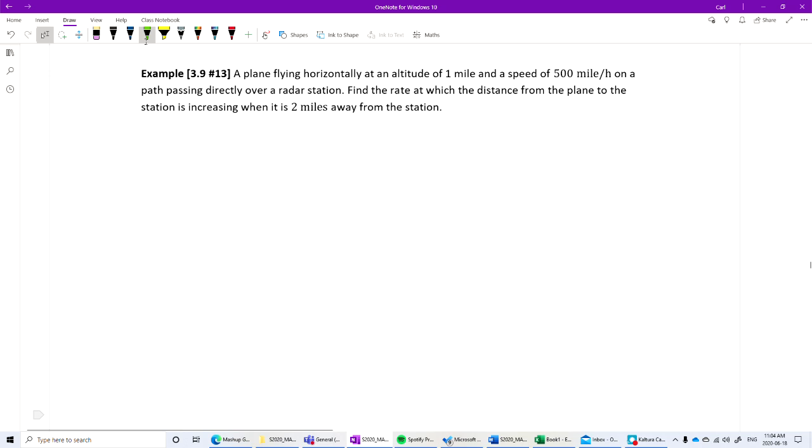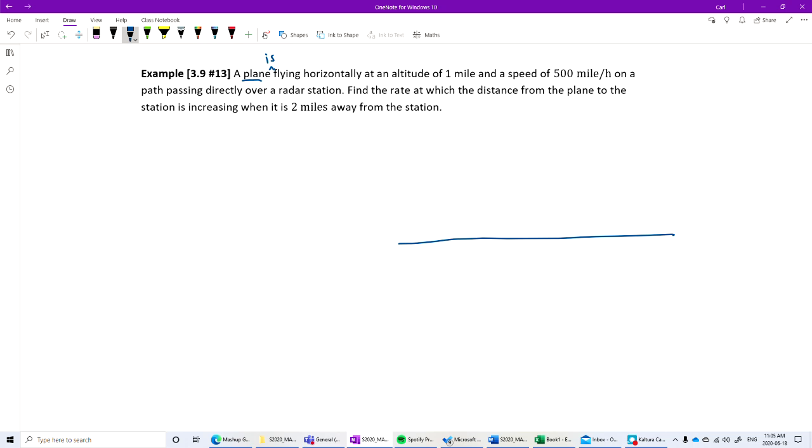Okay, so let's read the question and then draw a picture. A plane is flying horizontally at an altitude of 1 mile and a speed of 500 miles per hour on a path directly over a radar station. Find the rate at which the distance from the plane to the station is increasing when it is 2 miles from the station. Okay, well, I've done this problem several times, so I can picture it. Maybe you have to read it again. Don't be afraid to read the question like 3 or 4 times.